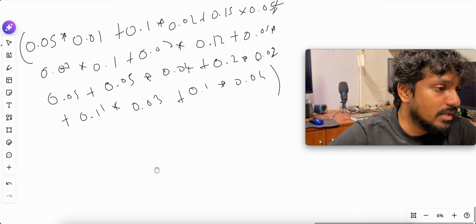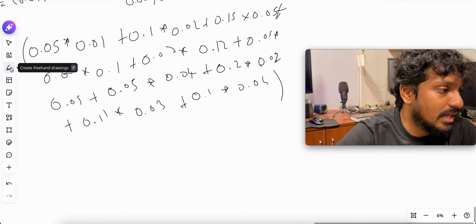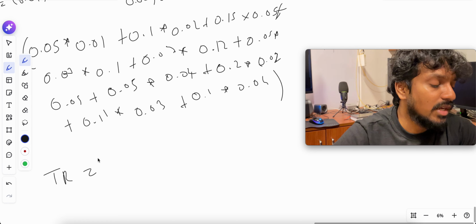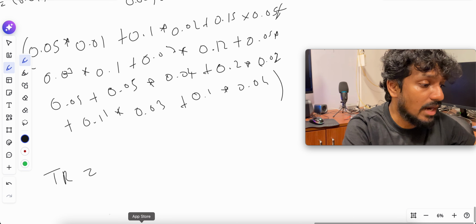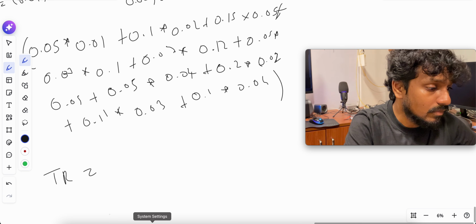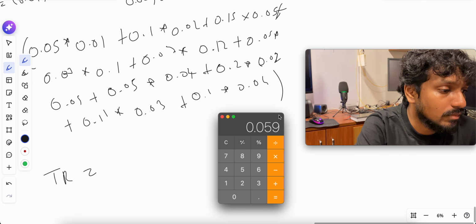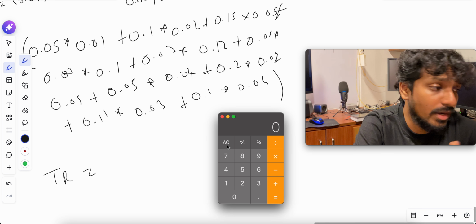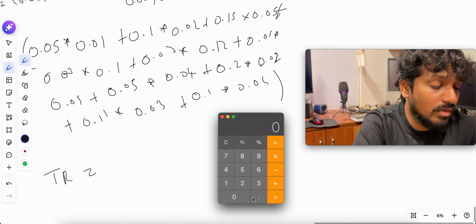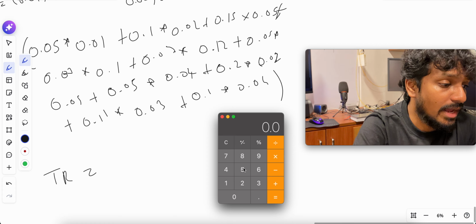So for that, I'm going to write TR is equal to, and now I'm going to take a calculator. Where is the calculator? Sorry guys, I'm just getting a small calculator. You should have a calculator in your hand, because when you are doing math you need a calculator.